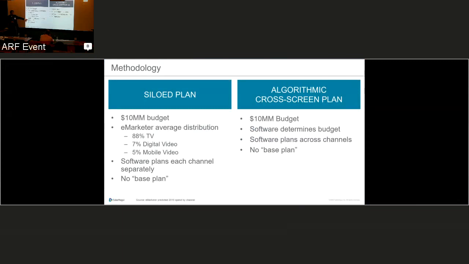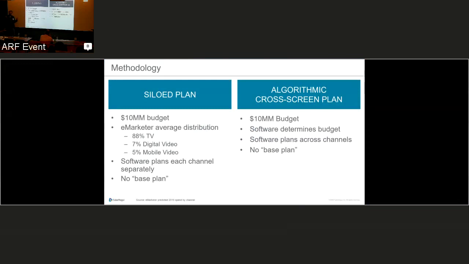And then we're going to have the software imagine that it's doing the job of 3 different departments: the TV department, the digital video department, the mobile department, building separate plans and shoving those things together, as many companies do, right? As they separate their budgets and have the planning process happen separately. And just because it's simpler, we're not going to say you already bought American Idol or college football or any of that. We're going to set that to one side for the moment. We're just going to build it from scratch. And then we're going to compare that to an algorithm where we take the same budget. Sorry, I didn't mention this, $10 million. Software determines the budget allocation by channel, and software plans across the channels, and again, no base plan.